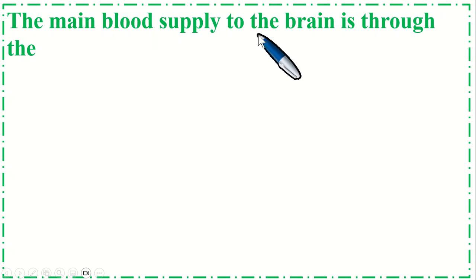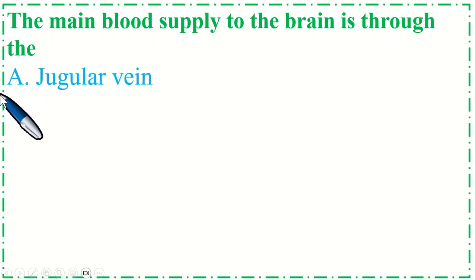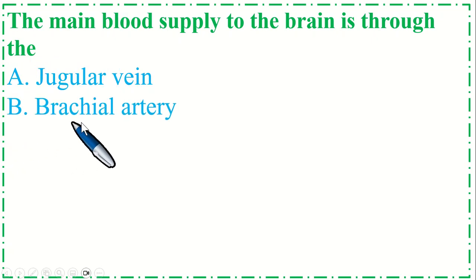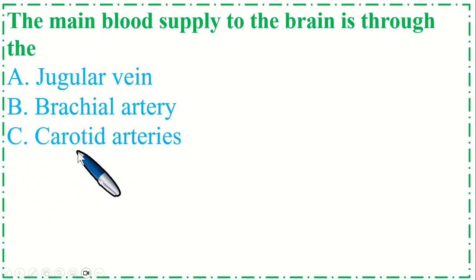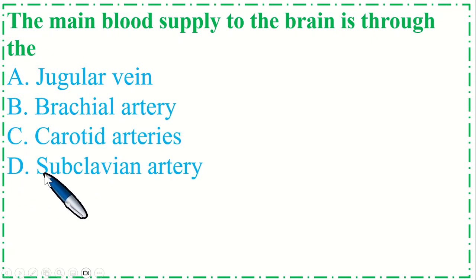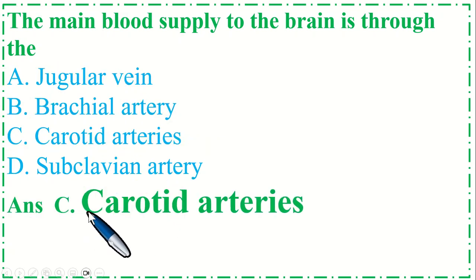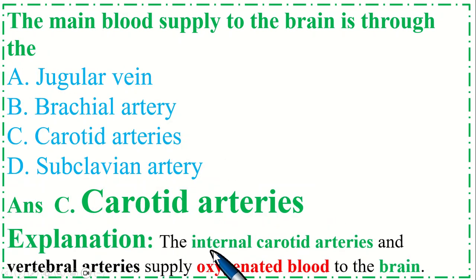The main blood supply to the brain is through the dash. Option A, jugular vein, B, brachial artery, C, carotid arteries, and option D, subclavian artery. So the correct option is C, carotid artery. Explanation: the internal carotid arteries and vertebral arteries supply oxygenated blood to the brain.